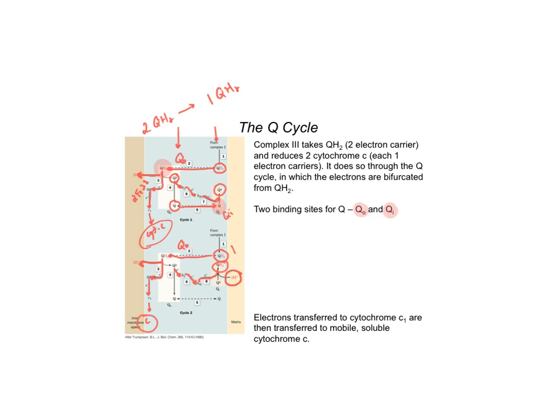On the other hand, we take up 2 when we reduce it over here in the QI site, right? So net, we push 2 across, but we take up 2 from the matrix. So net overall, we get the movement of 2 protons in complex 3.